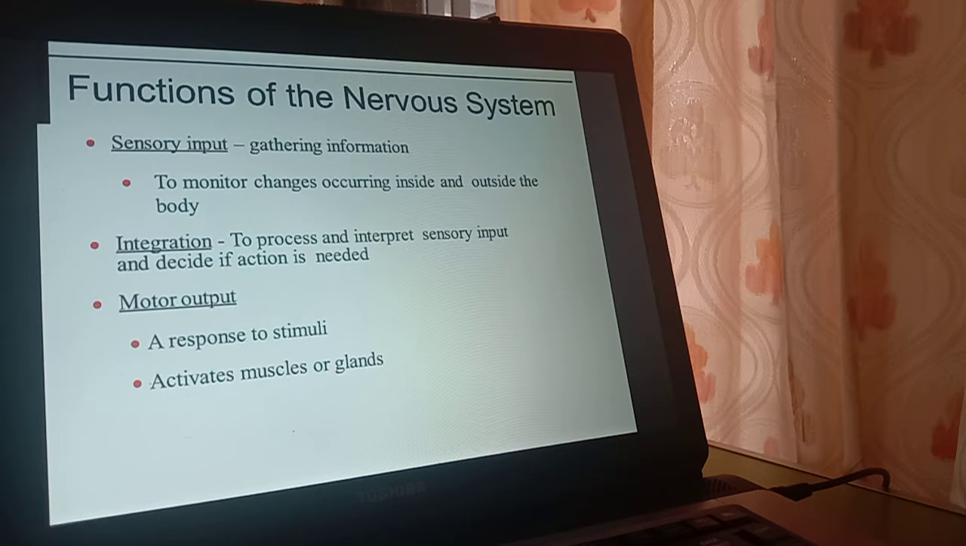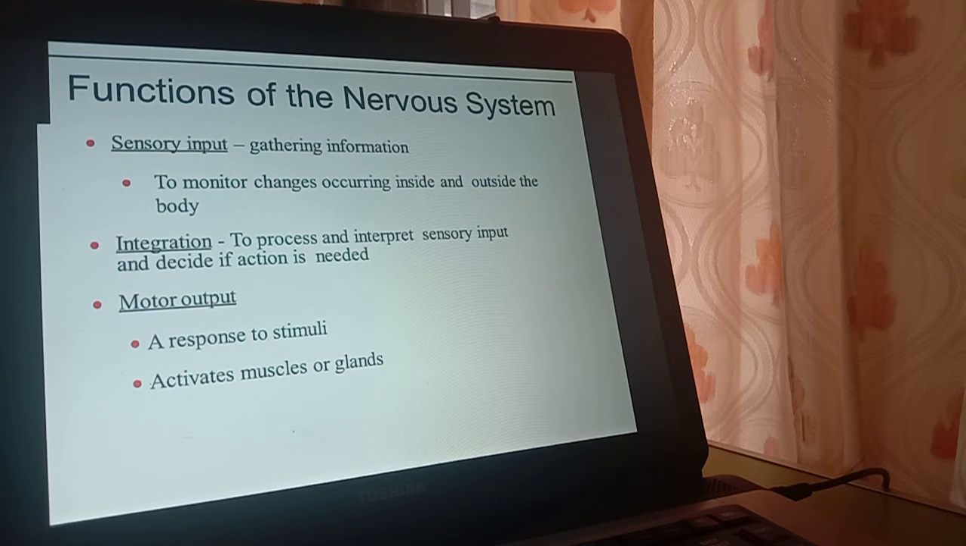I take a little bit of change from the sequence that they have followed in the book. So let me start off with the functions of the nervous system. The function is to first gather the information. The information that is gathered, that is the changes that occur inside and outside the body, we call that the sensory input.